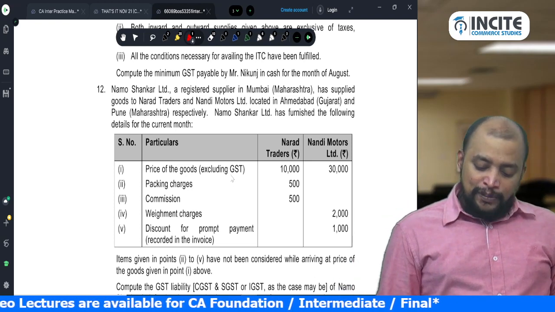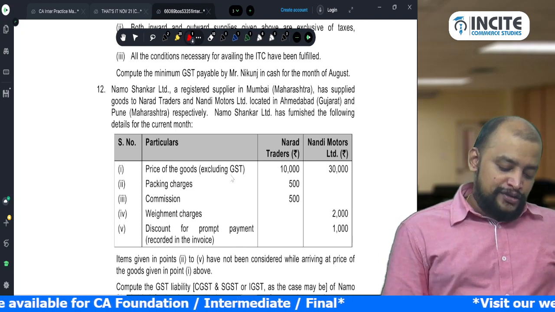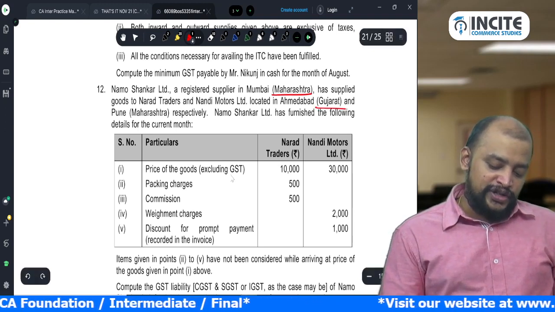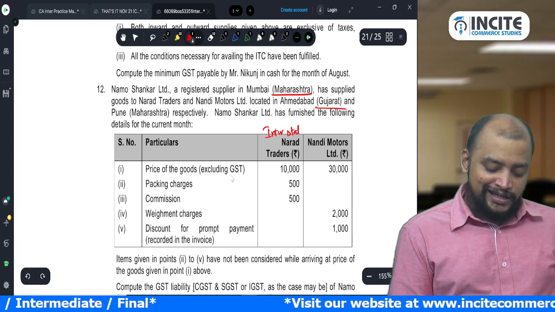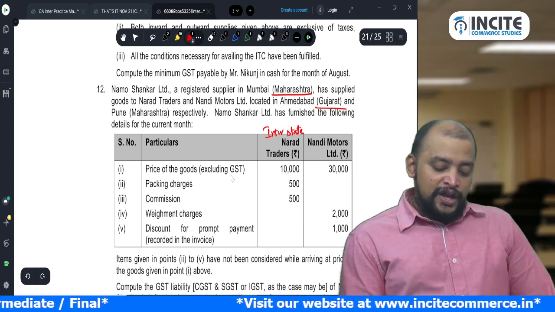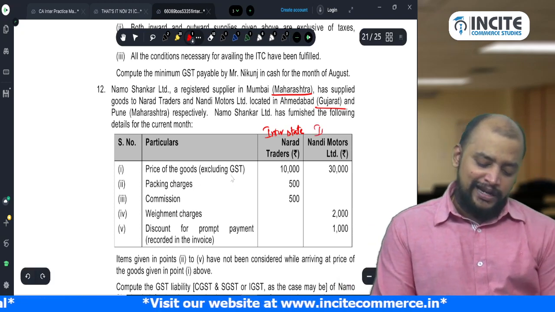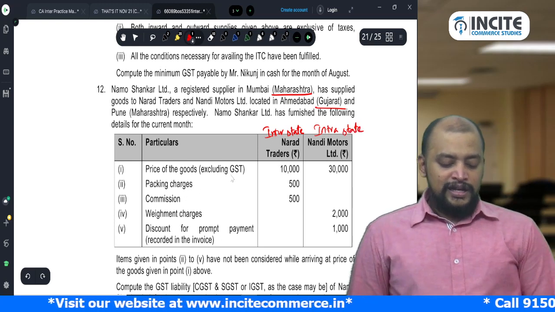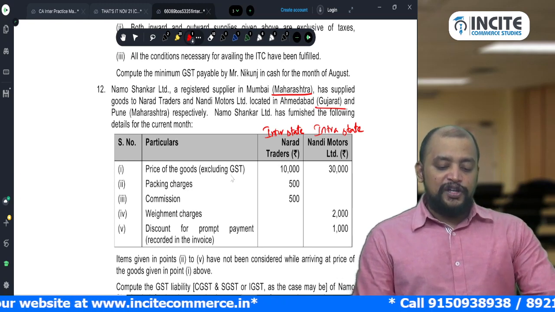So the first one will become interstate supply. Namo Shankar supplier is in Maharashtra, Narad Motors is in Gujarat. Therefore it will be interstate, so IGST liability. Whereas Nandi Motors in Pune, Maharashtra, there will be intrastate, so CGST, SGST liability. Then price of the goods. First Narad Traders we will take. So price of the goods 10,000.